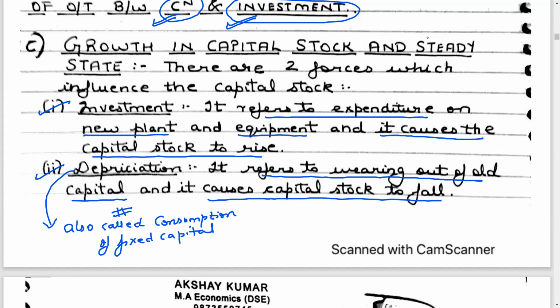Okay, depreciation simply refers to your capital stock, your old capital stock, which is wearing out in terms of value. It might be in perfect condition, your capital stock might be in perfect condition, but still it's losing its value every year. It's getting depreciated. Okay, so let's move forward.